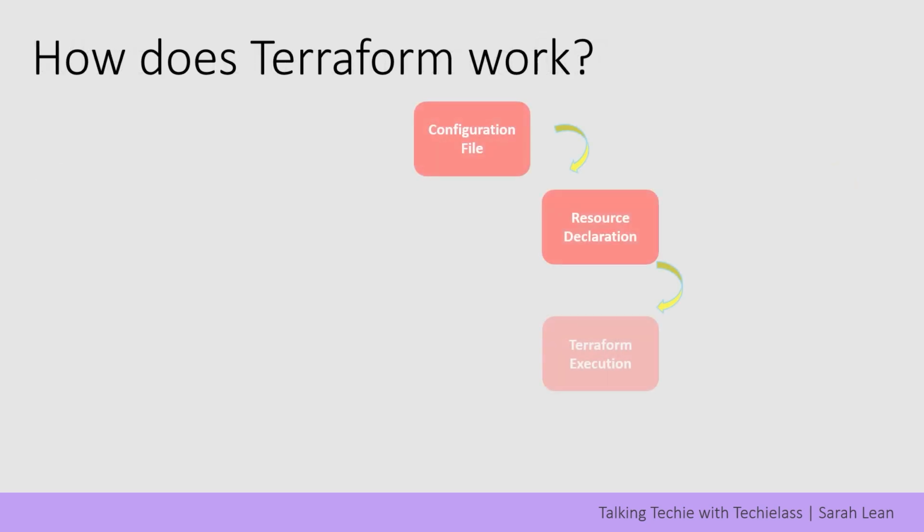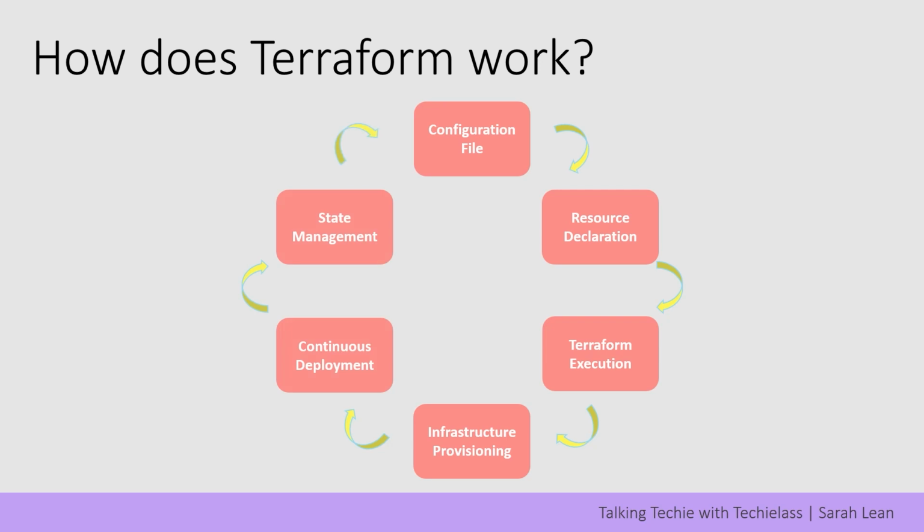So first of all, you define your infrastructure resources in a configuration file using the HashiCorp configuration language, HCL for short, or JSON format. Inside this configuration file, you declare the infrastructure resources you want to create and configure, such as virtual machines, databases, load balancers, or your network configuration.